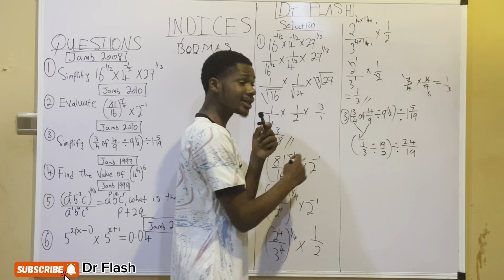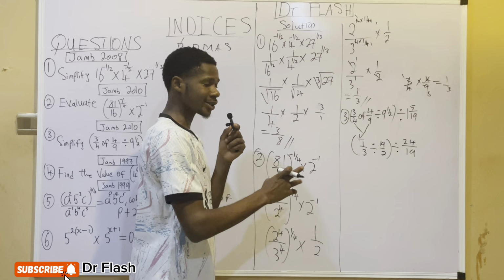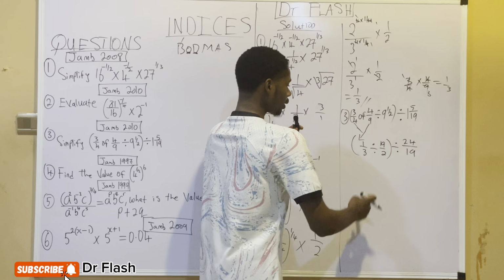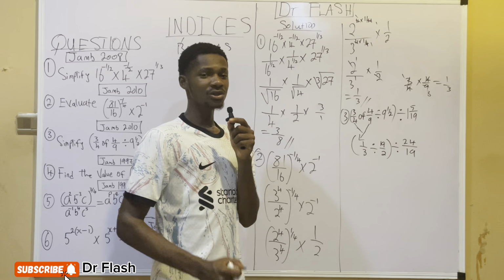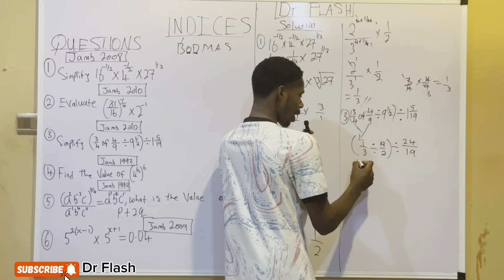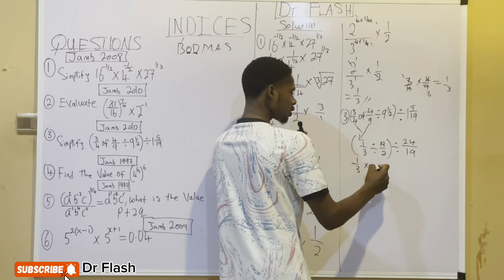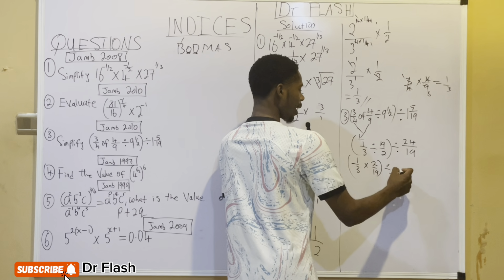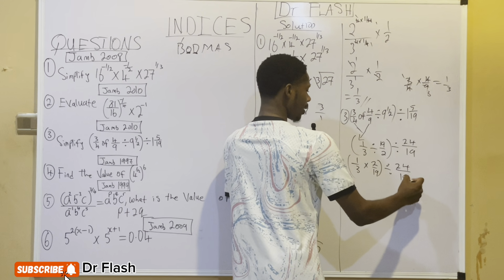Now let's simplify. We're still dealing with the brackets. Remember, we're not going to go outside the brackets except we're done with it. Now inside of the brackets we're having just division. Now when you're solving division, remember the right hand side becomes the reciprocal, to turn it into multiplication. So we're having 1 over 3 times 2 over 19, divided by 24 over 19.